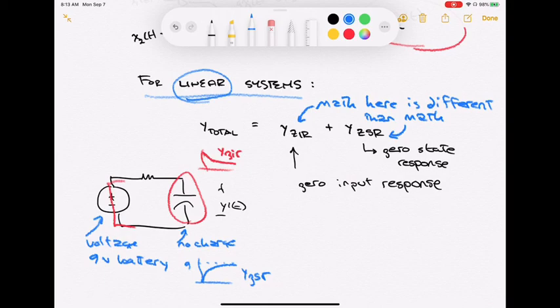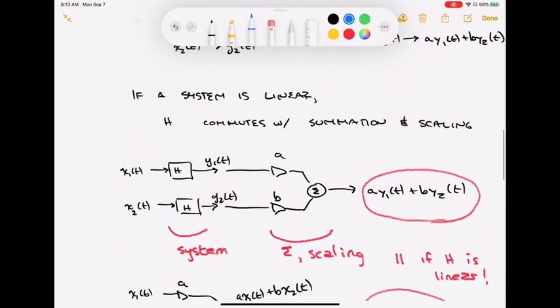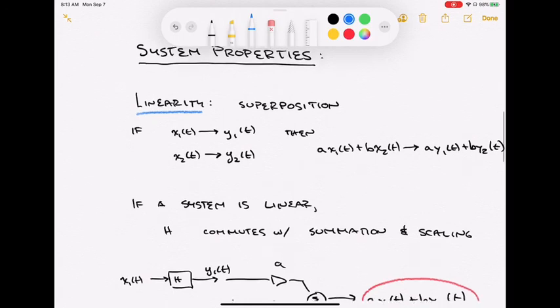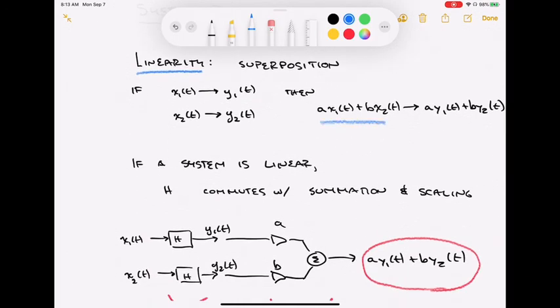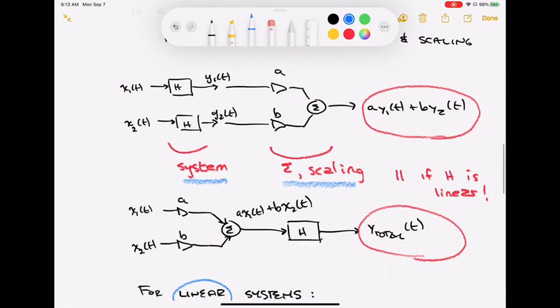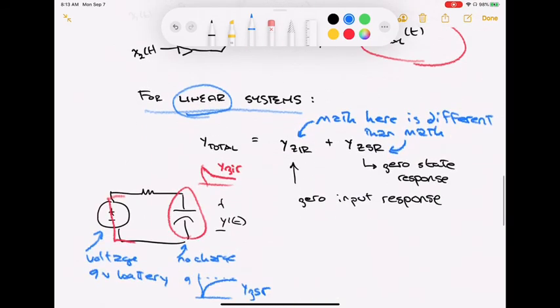So going back to this first property, linearity is just a statement of superposition. It says that if I have a linear combination of inputs, it generates the same linear combination of outputs. In a graphical sense, linearity says that the system operator H commutes with summing and scaling. We can interchange the order there. Here I had my summing and scaling first and the system second, and I reversed the order so the system came first. If we get the same result out of that interchange of order, we have a linear system.